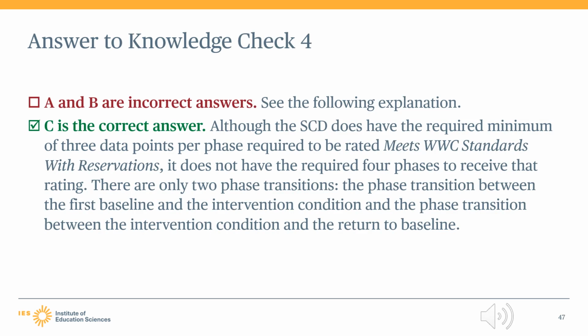The correct answer is C. The highest possible research rating this finding could receive is does not meet WWC standards. Although the design does have the required minimum of 3 data points per phase required to meet WWC standards with reservations, this design does not have the minimum required 4 phases split into 2 conditions necessary for the findings to meet standards.